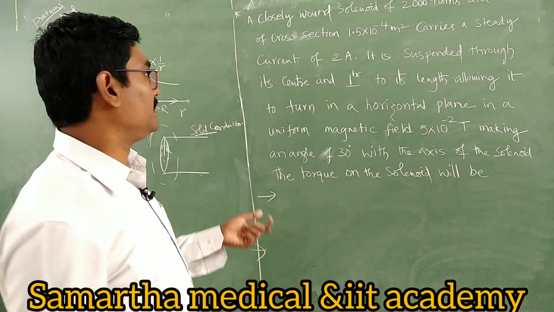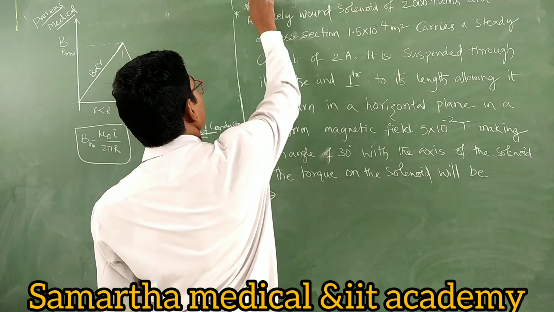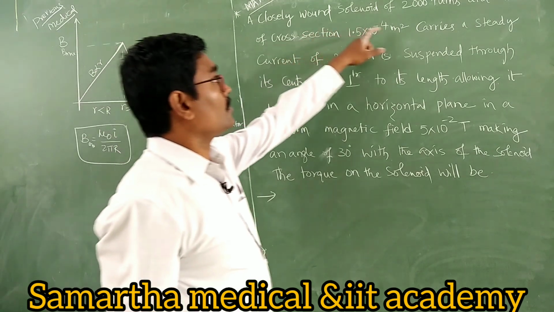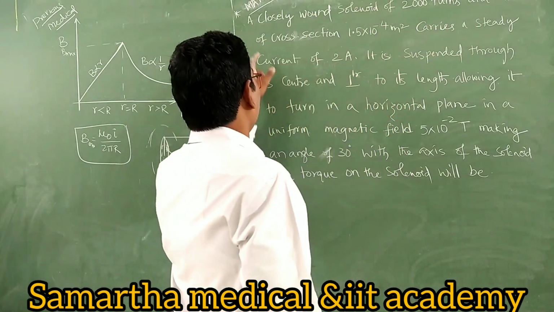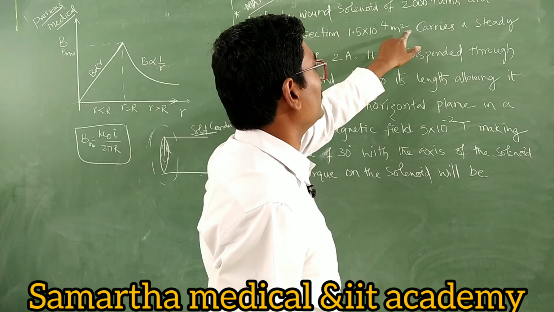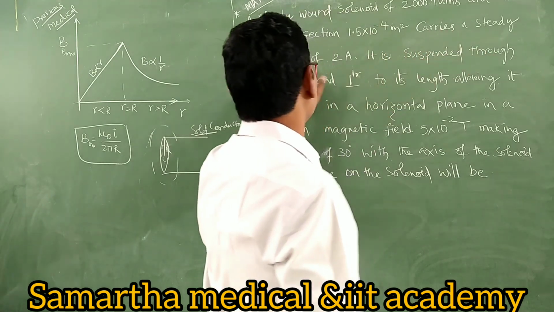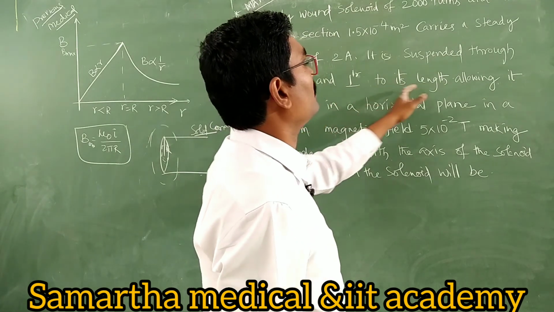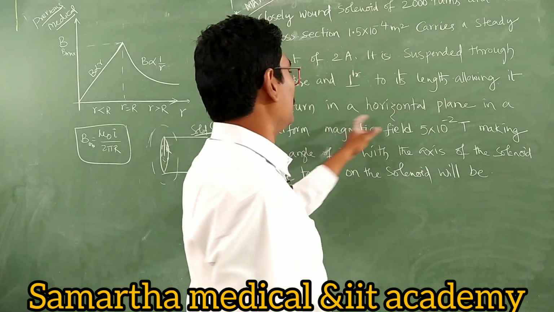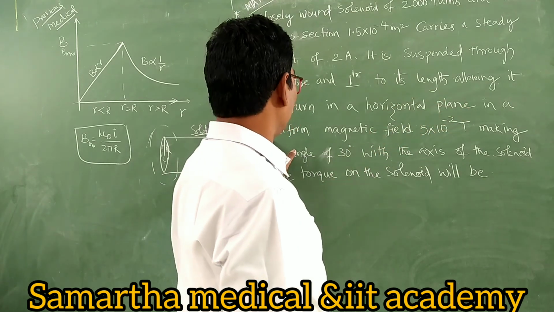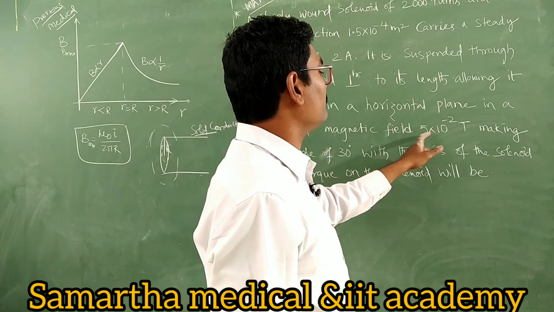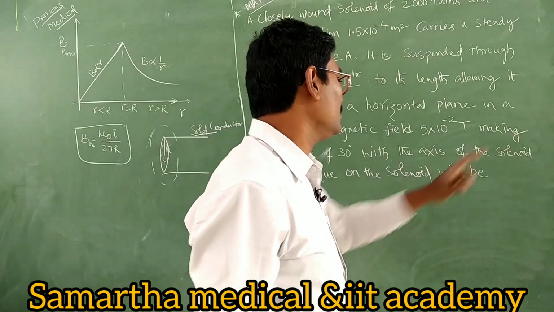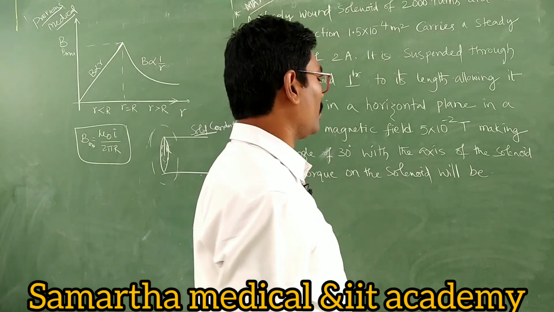This is a previous year mains question, 2010. A closely wound solenoid of 2000 turns and area of cross section 1.5 into 10 power minus 4 meter square carries a steady current of 2 ampere. It is suspended through its center and perpendicular to its length, allowing it to turn in a horizontal plane in a uniform magnetic field 5 into 10 power minus 2 Tesla, making an angle 30 degree with the axis of the solenoid. The torque acting on the solenoid will be.